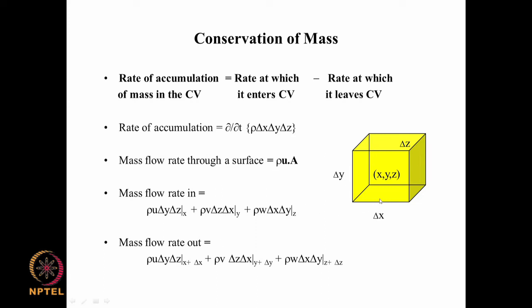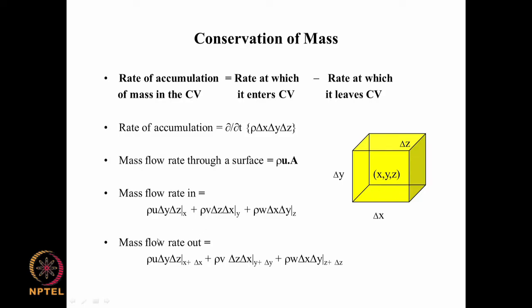And through the bottom face, you have a corresponding velocity which is perpendicular to the face direction, v. So, rho v times the area of this face, which is delta z times delta x, is the total mass flow rate that is coming in through the bottom face. Similarly, through the back face, it is the w velocity component at the midpoint of this face at a z location of z. So that velocity w times the area of this face, which is delta x times delta y, will give you the total flow rate that is coming in.